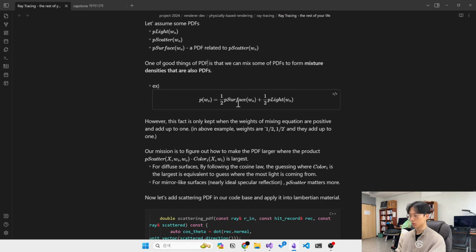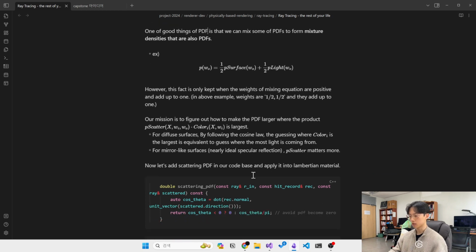But for example, if the weight is negative, it breaks a rule of the PDF. And also, if the weights don't add up to 1, this is also not a PDF, because the integral of the PDF will not be 1, and this is not a probability.